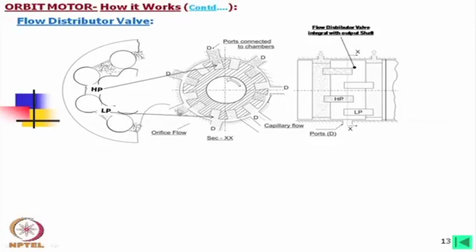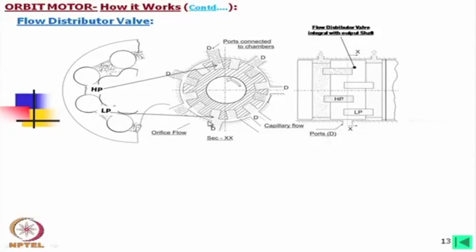What we find in this case, 4 slots out of 6 are connected to high pressure chambers, that must be in expansion mode, and in between 3 slots are blocked, which are connected to low pressure chambers.